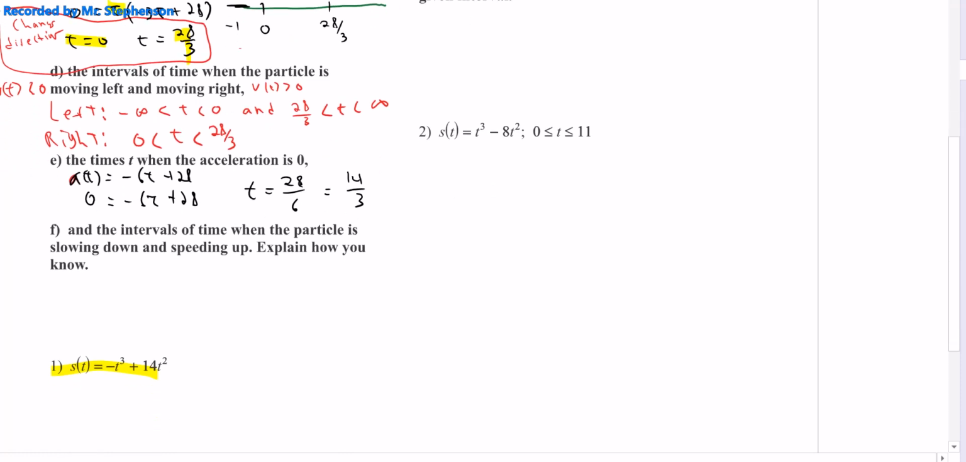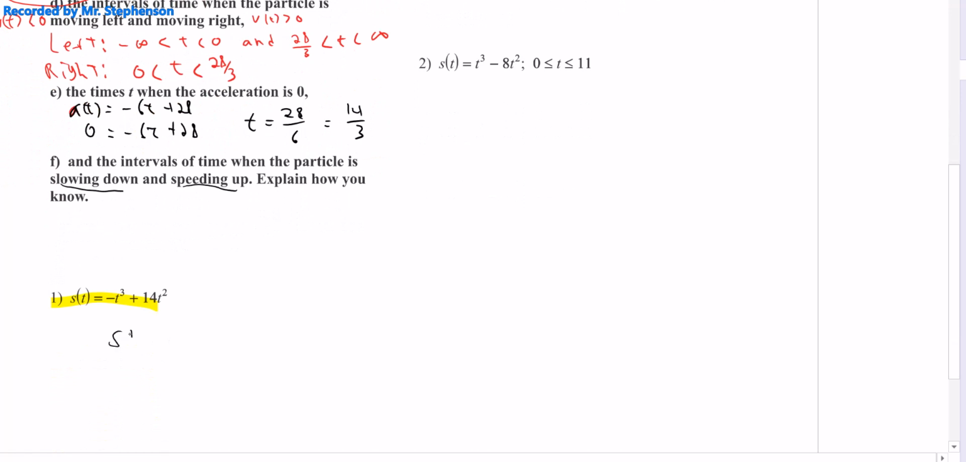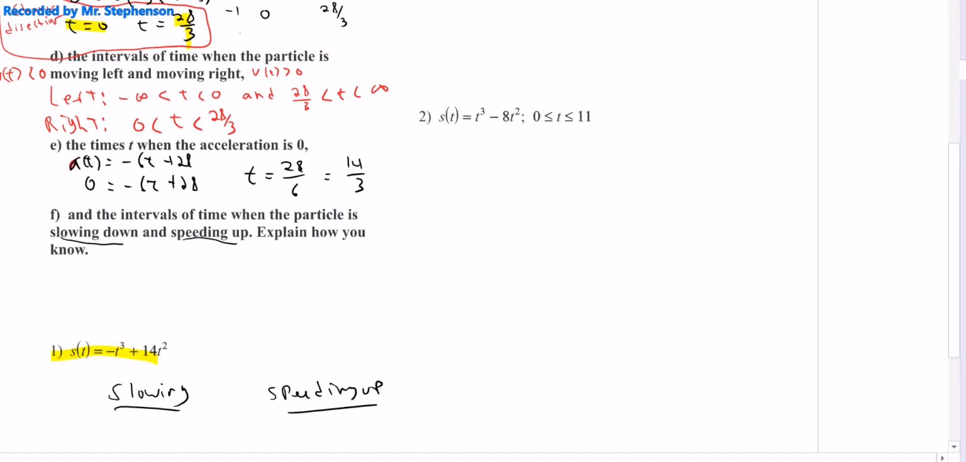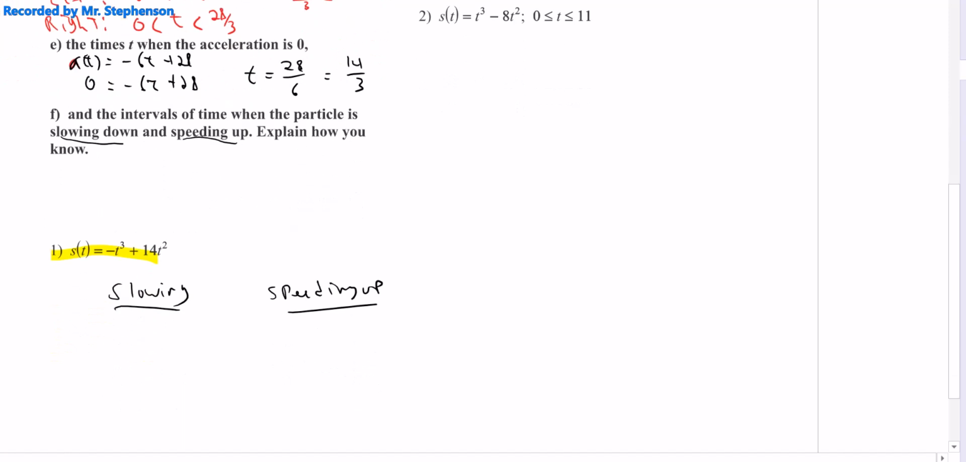Okay, last thing here is the intervals of time when the particle is slowing down and the other intervals when it's speeding up, right? So the answers here are that it's slowing down in these intervals, and here it's going to be speeding up in these intervals, right? Slowing down is when the acceleration and the velocity have different signs.